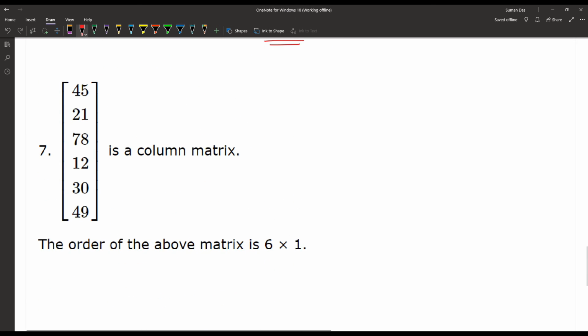Now the next example: how many rows? 1, 2, 3, 4, 5 and 6, but the number of columns is only 1. So that is another example of a column matrix where we have 6 rows and only 1 column. So that is a matrix of order 6 cross 1, and it must be a column matrix.